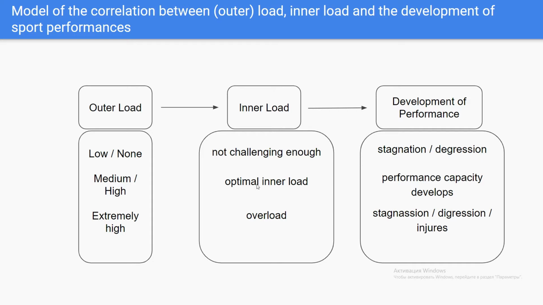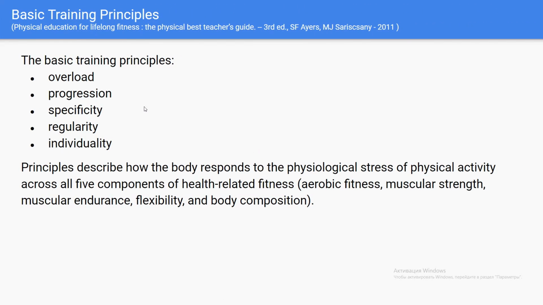Discussing inner load, we should now go a little bit farther to consider basic training principles. So we have five of them: overload, progression, specificity, regularity, and individuality. All these five principles are combined together and applied in every training session, but their precision and the way they are presented allow us to increase or decrease the quality of our training session.